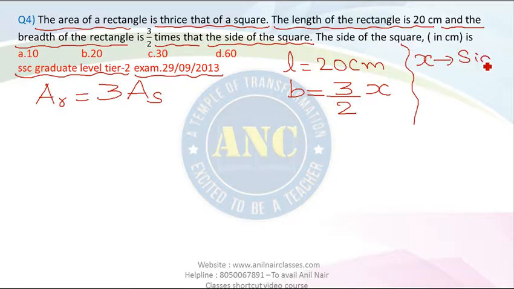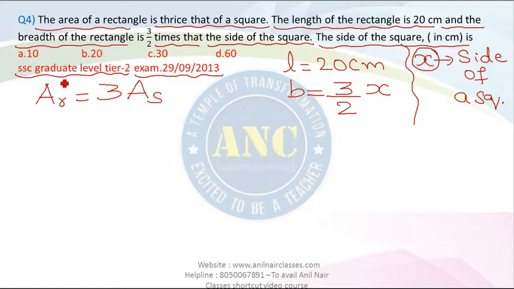What is x? x is nothing but the length or the side of a square, right? Whatever the dimension is for the side of a square, that I am calling x for the time being. Find the side of the square in centimeters. They are asking you to find that x value itself.